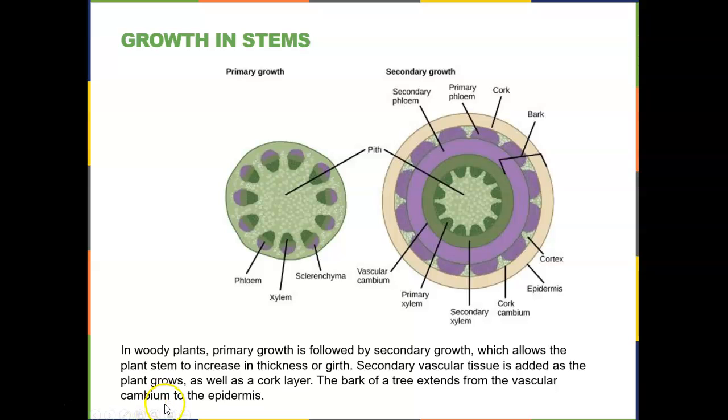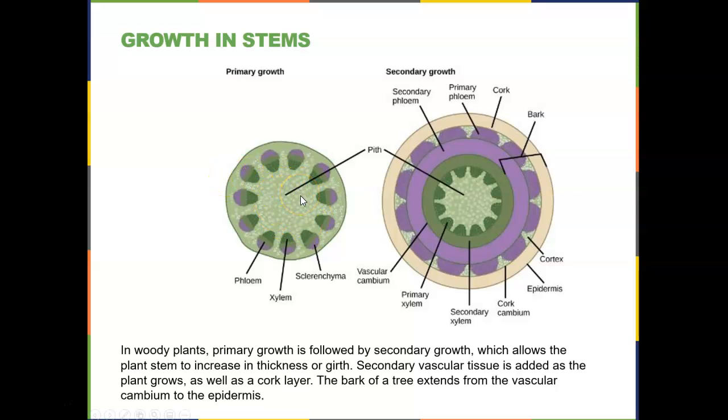So how does growth occur in stems? Well, we have primary growth, and the primary growth is growth in length. This occurs by apical meristems at the tips of the shoots or the tips of the roots. So here we see primary growth, and we would have a set of xylem and phloem. This happens to be in a dicot with a pith in the very center.